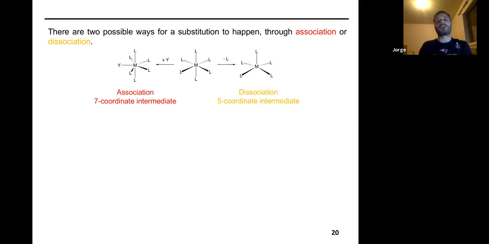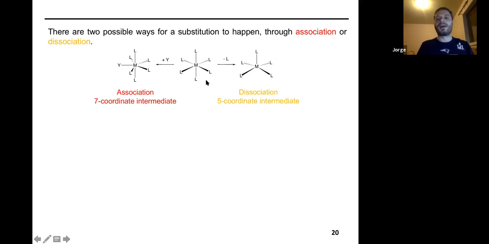If the reaction goes through an association mechanism, one extra ligand is inserted in the coordination sphere, forming a 7-coordinate intermediate. And this is the geometry: a pentagon here and 2 ligands in the axial position.